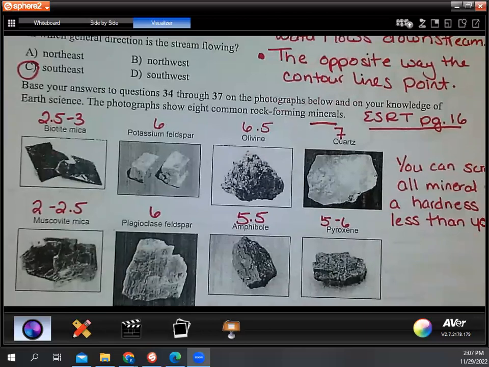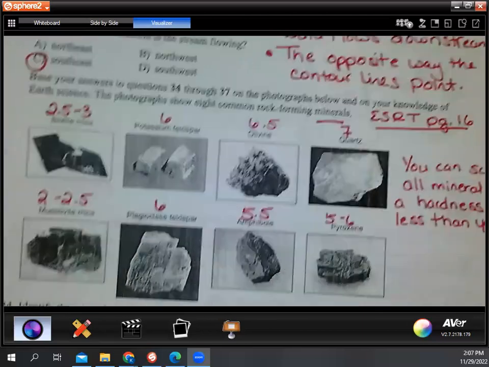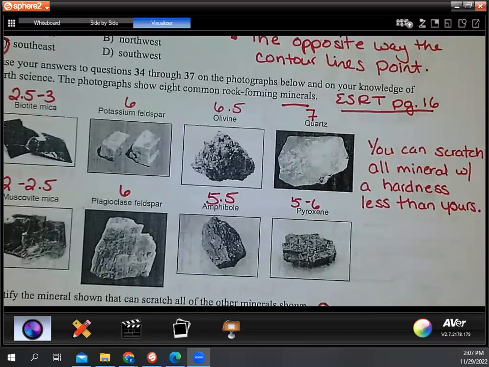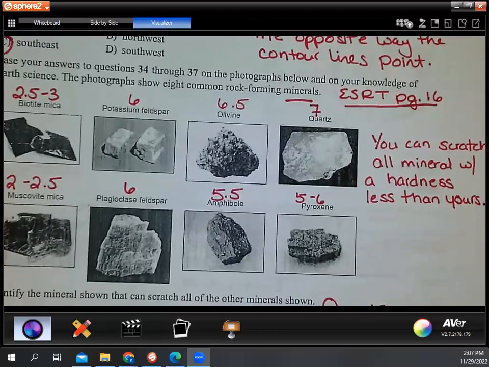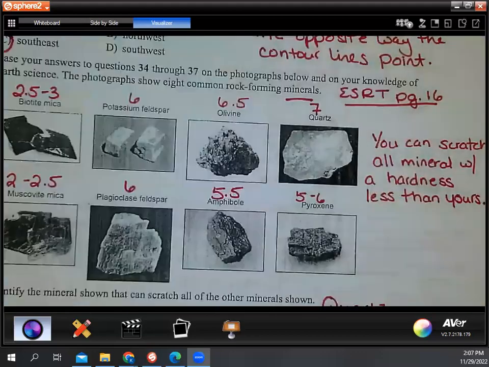The first question says, identify the mineral shown that can scratch all of the other minerals shown. If you can scratch all of the minerals, you are the hardest mineral, and every other mineral has a number less than yours. The highest mineral number here is quartz. I just went through on the back page. I found each mineral, like for instance, quartz, and I went to the hardness column.